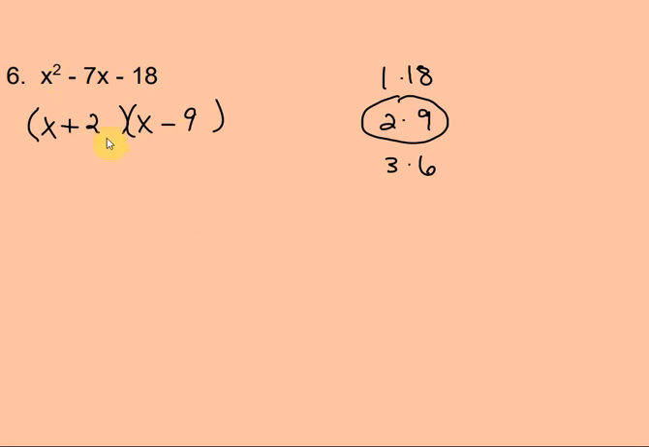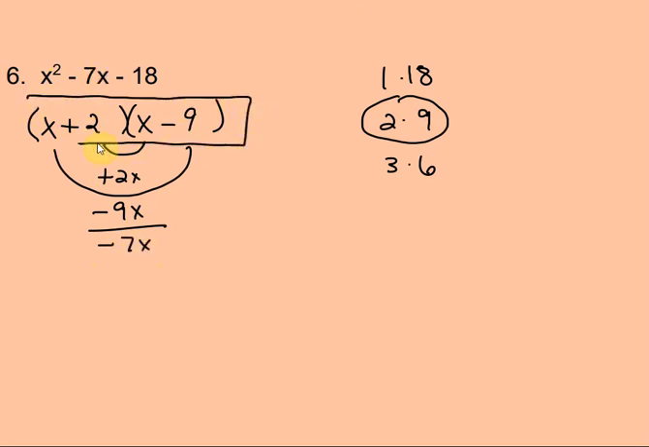When we do our smiley face to check, that gives me a plus 2x and a minus 9x. So that would give me a negative 7x, and that's what I need it to be. So I know this is factored correctly.